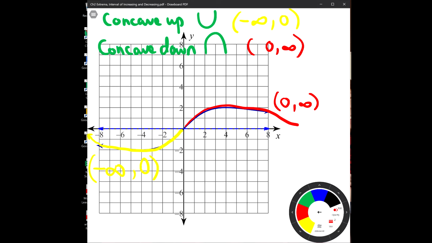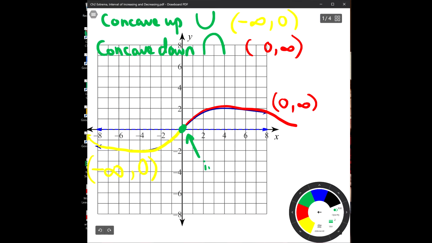And some of you may have questions about why we don't put brackets for 0. The reason is that 0 is the turning point from concave up to concave down, or on some graphs, it can be concave down to concave up. And this point right here, we don't include because it's a turning point. We call this point an inflection point. It's also part of the characteristics of a function. And the coordinates of this inflection point will be (0, 0).